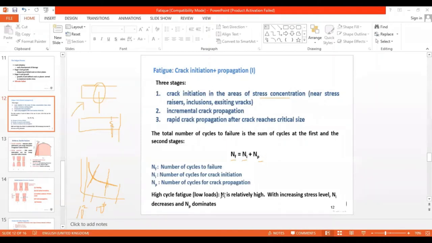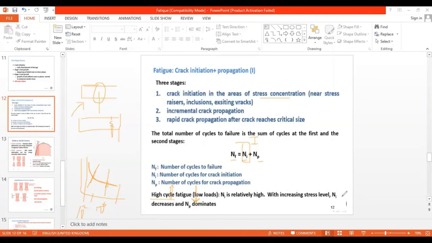High cycle fatigue, low loads. Ni is relatively high. In the previous slides, we saw a type of fatigue failure, high cycle fatigue. High cycle fatigue means the number of cycles is high, which in other words means the load is low, right? Ni is relatively high, which means the time taken for the initiation of the crack in high cycle fatigue is high.